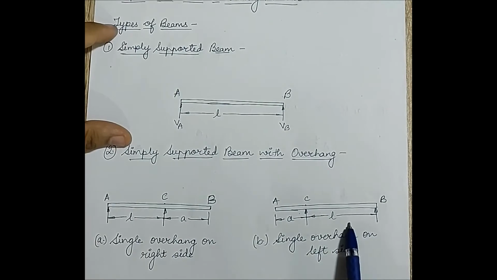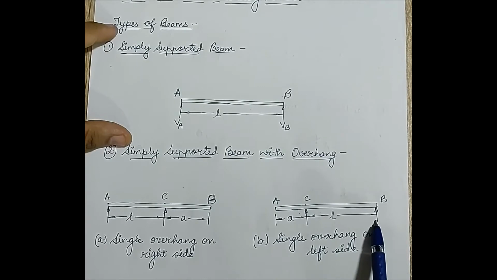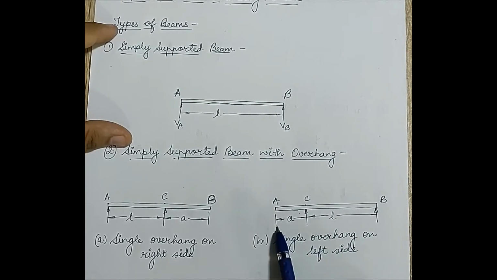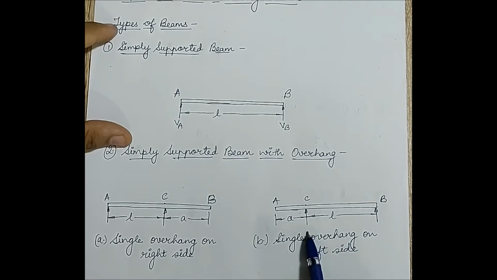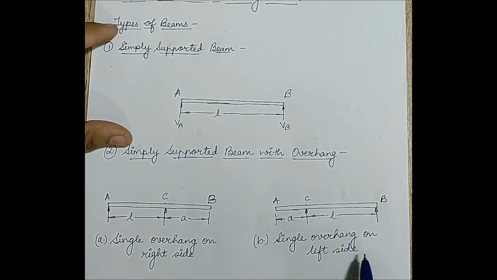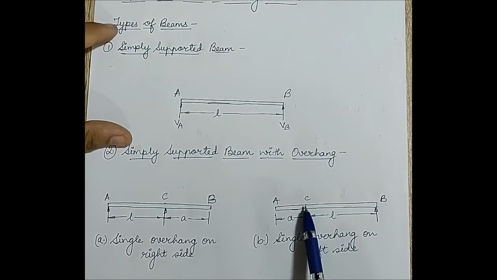In the second figure, here you can see C to B is the beam. At C and B, you can see two reaction forces. L is the length of the beam. A is the overhang portion. This is called as single overhang on the left side because the overhang portion is to the left of the beam.